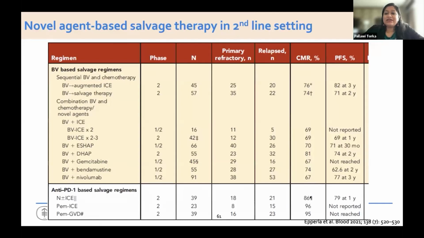You have seen this data with BV ICE, Nivo ICE, Pembro ICE, BV GVD, everything. The regimens that have been real blockbusters are 3: Nivo ICE, Pembro ICE, and Pembro GVD. I don't like to use BV ICE, even though it has very good responses, because it's just too toxic.